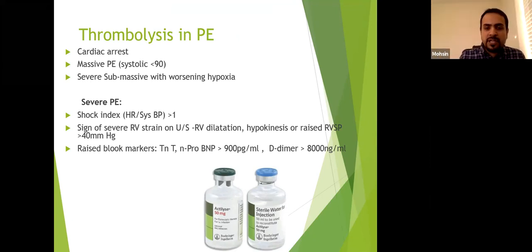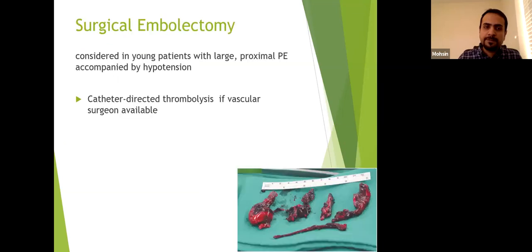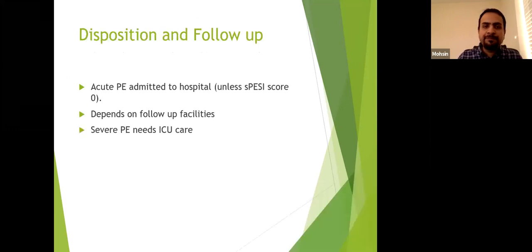So you have to think about the risks and benefits of this before you go ahead. There are certain criteria to see which are the severe PEs, which I have mentioned here. And if they fulfill the criteria, then you can go for anticoagulation or thrombolysis. Surgical embolectomy is very rarely done, but it's one of the options. You can directly remove the clot from the body.